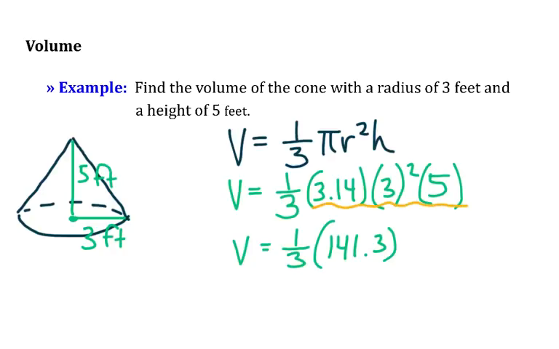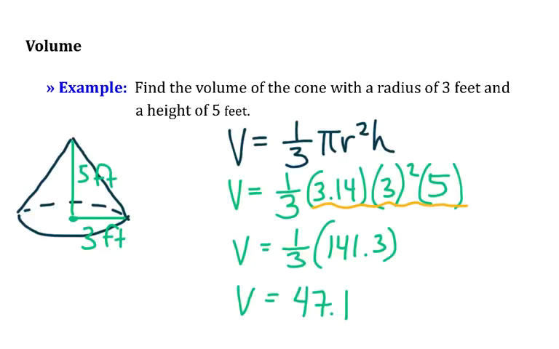So I just went ahead and worked with this part first, cleaned all those numbers up. And then the formula says I take 1/3 of that. So I'm just going to take 141.3 and divide it by 3. And you can use a calculator if it helps for this one. That should give us 47.1.